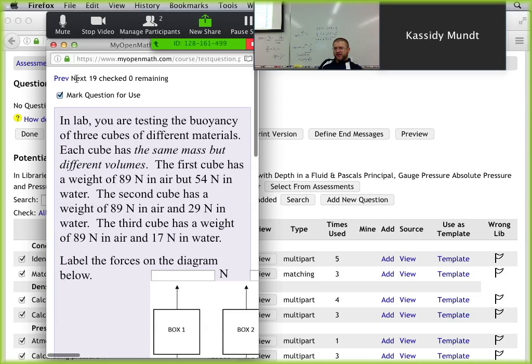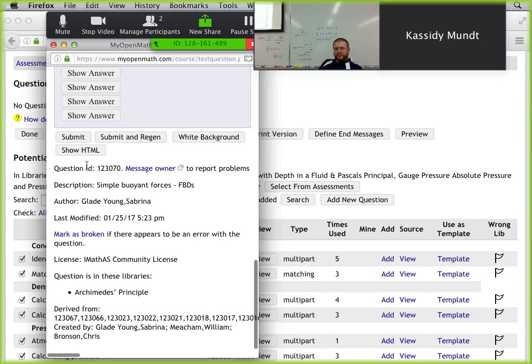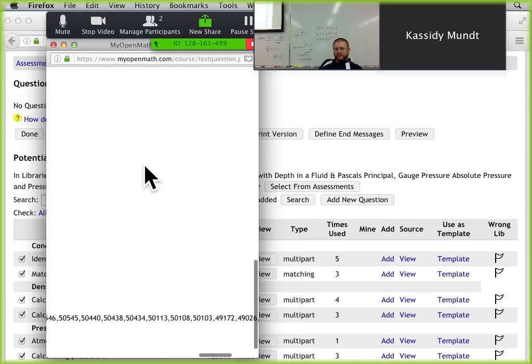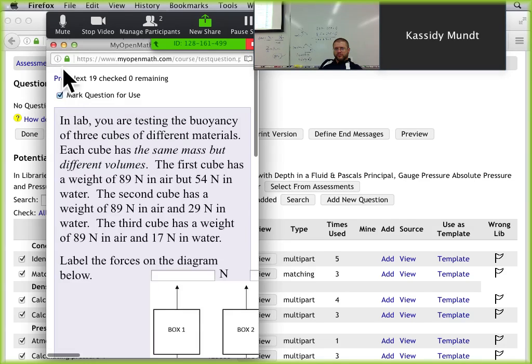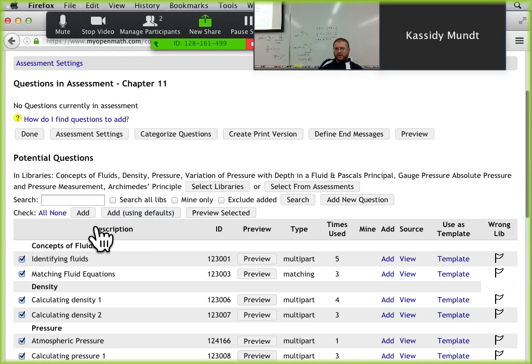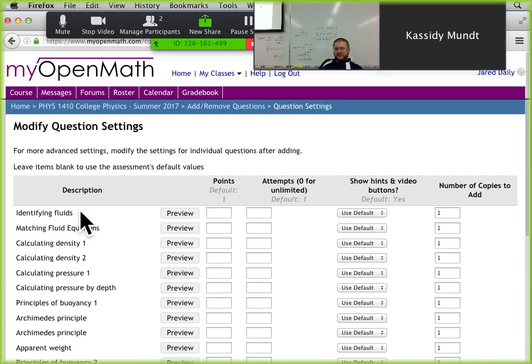A little force diagram problem with Archimedes' principle. Okay, so it looks like we're good. Add those to our assignment.